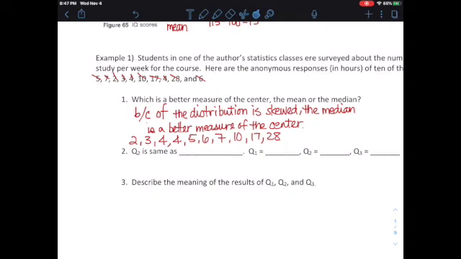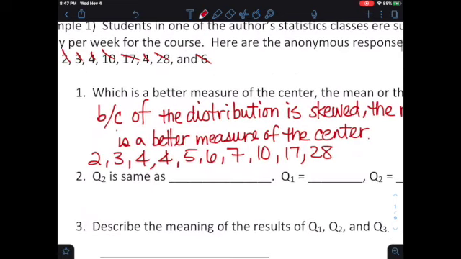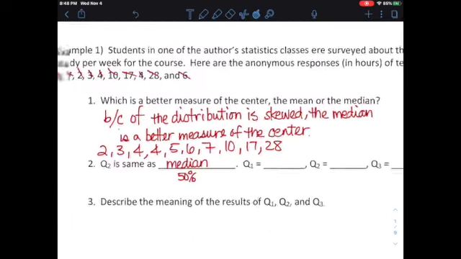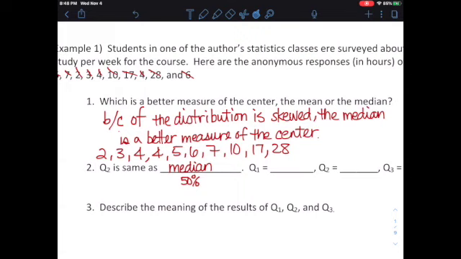Now, number 2, it says Q2 is same as what? Well, I told you guys previously, it is the same thing as the median. It's also at the 50% area, okay? And Q1 is, in this case, if you use your calculator, you can figure out that's 4.